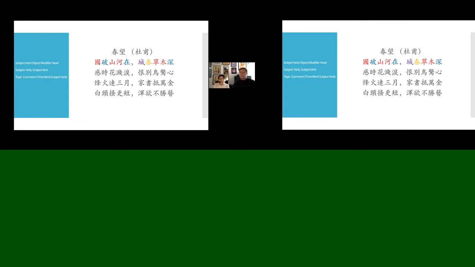So this next line is topic comment. The city, which I've put in purple, is the topic. The comment after it, 春草木生, means in spring, the foliage is dense. That's actually a full sentence in its own right. You could take away the city and just have those four. Now that wouldn't make a good poem because it would violate the rhythm.